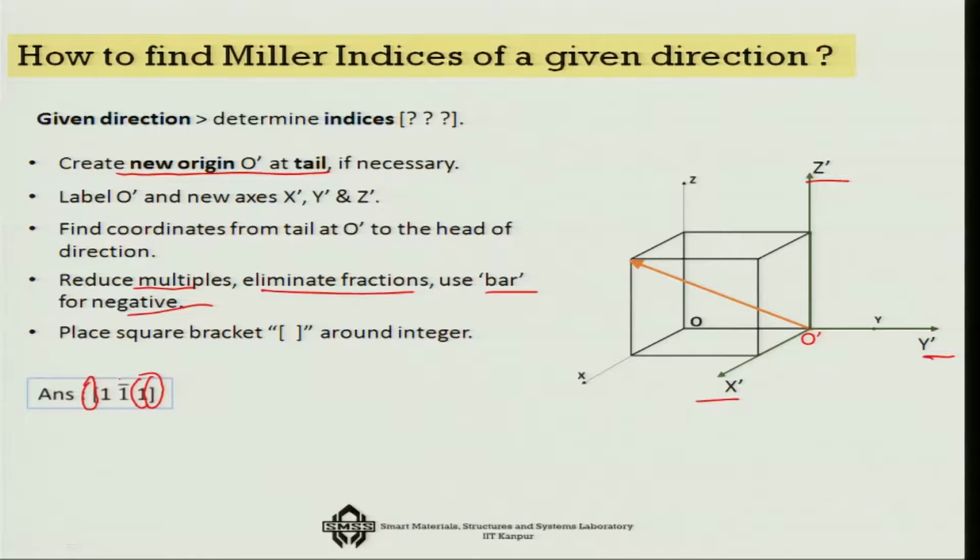So, in this particular case, for example, for this direction, we have O prime as the origin. From here this is the point which is connected, and then how do I reach this point? I go 1 unit here, positive. I go again 1 unit here, but this is negative, and then I go 1 unit here, that is positive. So, that is why I can write this with the square bracket as 1, then 1 bar for this negative, and then 1. That is how I denote the Miller index of a direction.